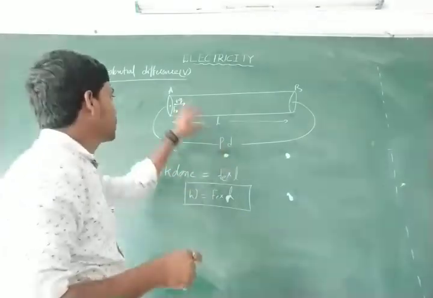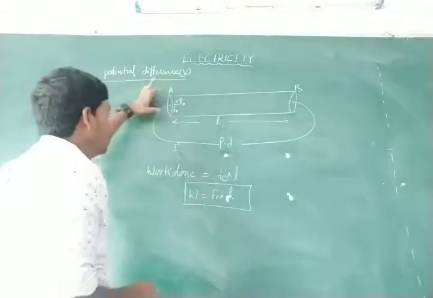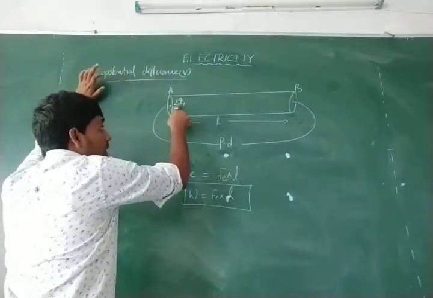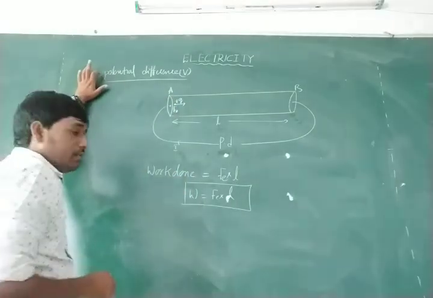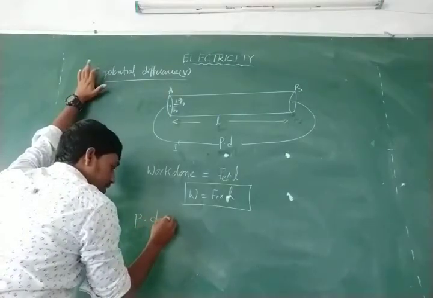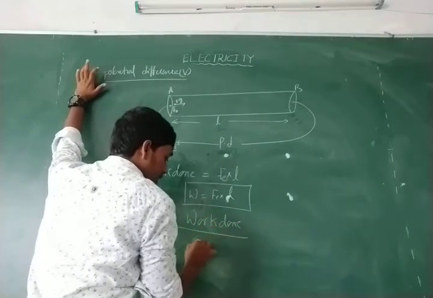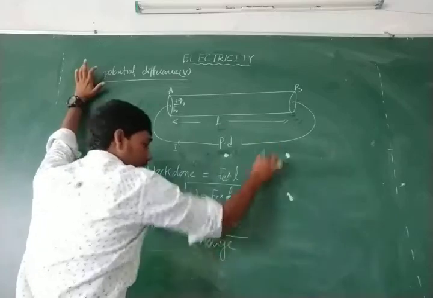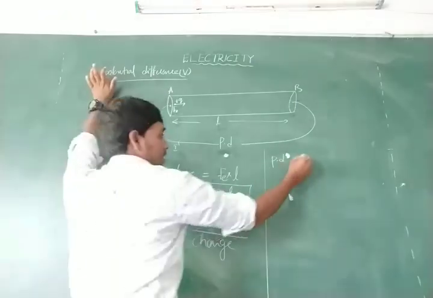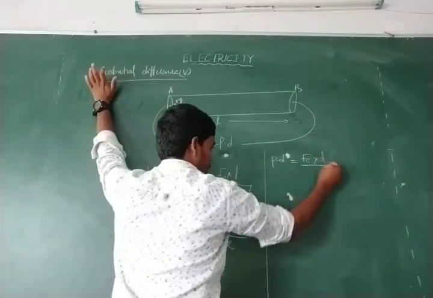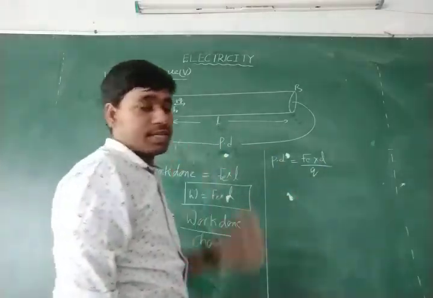So potential difference, in this case of motion of a positive charge, is defined as the work done on the positive charge, or work done per unit positive charge, is called the potential difference. So potential difference is defined as work done per unit charge. As we know, for the potential difference PD, there is work done. How much work is done? Fe into L is the work done on the charge, let us say Q charge. On Q charge, work is done.